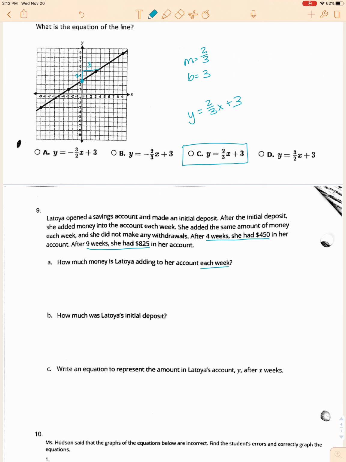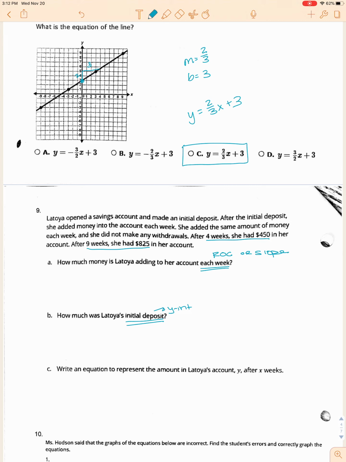So I need to find, I'm reading through my questions, and I am looking for how much was added to her account each week, which means I'm looking for the rate of change or the slope. And then I'm looking for how much was the initial deposit, so when it started at 0, or I'm looking for the y-intercept. And then I need that equation. Well, in order to find the slope and the y-intercept, you have 2 pieces of information, and you are going to try to find the slope and the y-intercept. Go ahead and pause.